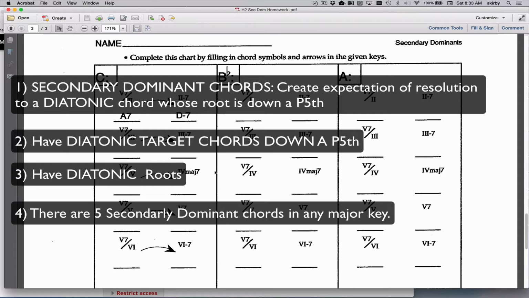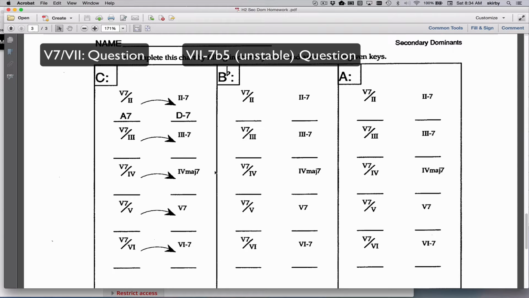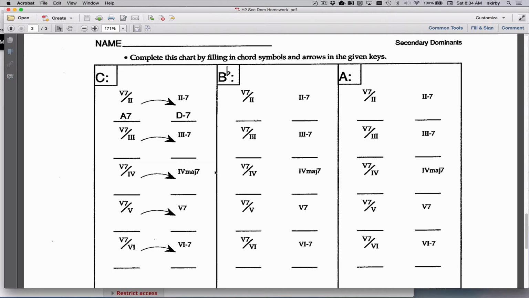The reason there's 5, even though there's 7 diatonic chords, is that V7 of I is the primary dominant. That already exists in the key. And V7 of VII doesn't provide a resolution because VII is inherently unstable. It sounds like this. So there's my V7 of VII, there's VII minor 7 flat 5. And it's like a question following a question, instead of our earlier example when it was a question followed by an answer, a satisfying resolution. So no V7 of VII.